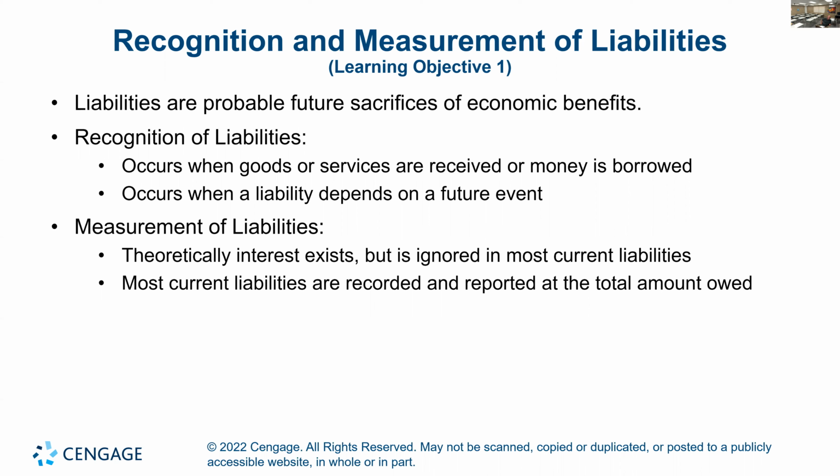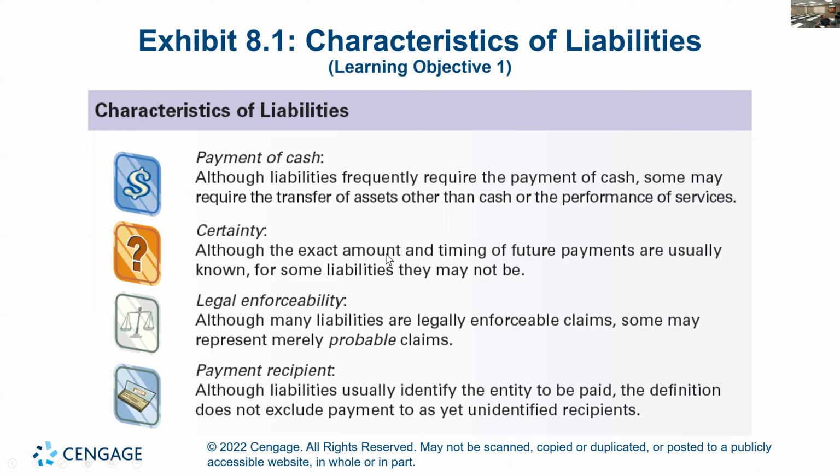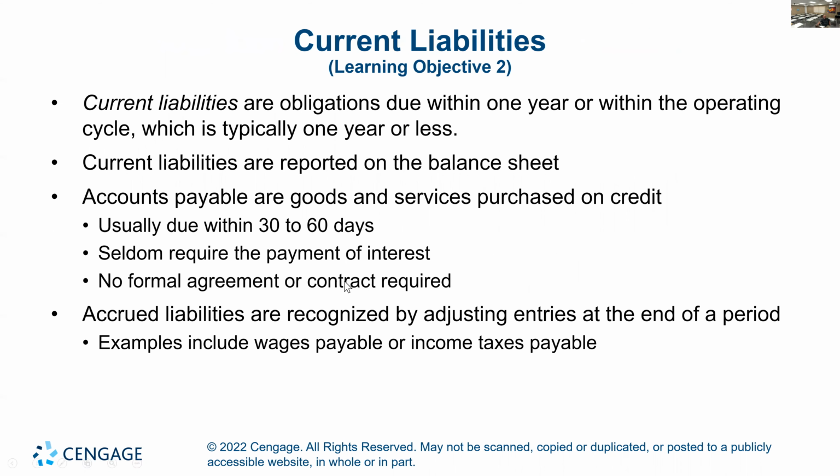And when we talk about pay, it could be in the form of cash, could be in the form of services. Liabilities are probable future sacrifices of economic benefits. So we could give out work, we could give out stock, a bunch of things. They're recorded and reported at the total amount owed. We have to know that it's certain that we're going to pay a liability before we record it. Also, liabilities have to be legally enforceable, and we will get a payment receipt when they're paid. Okay, current liabilities are due within 1 year or operating cycle.